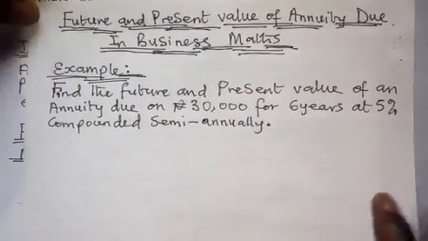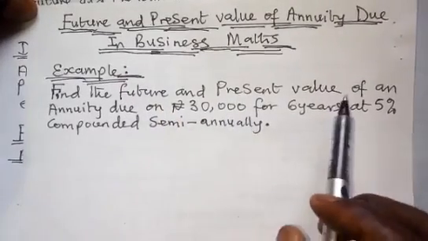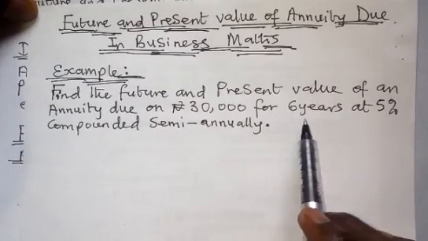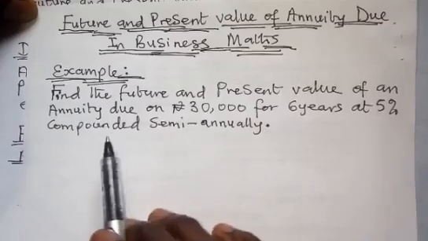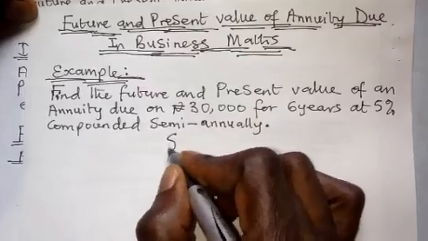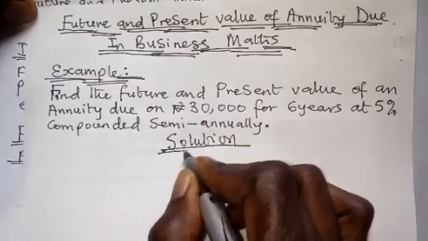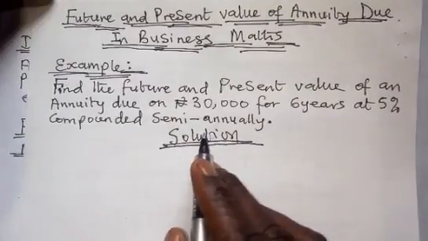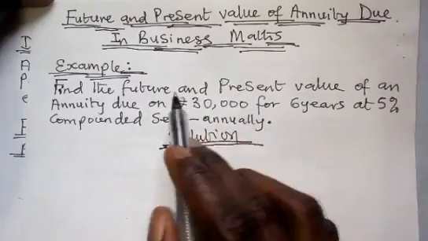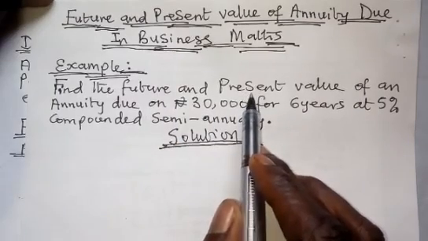In the example here, we have: find the future and present value of an annuity due of 30,000 naira for 6 years at 5% compounded semi-annually. Let us analyze this question by taking the solution and writing out all the parameters. So we are solving two questions in one. First, we are going to look for the future value, then the present value of the annuity due.